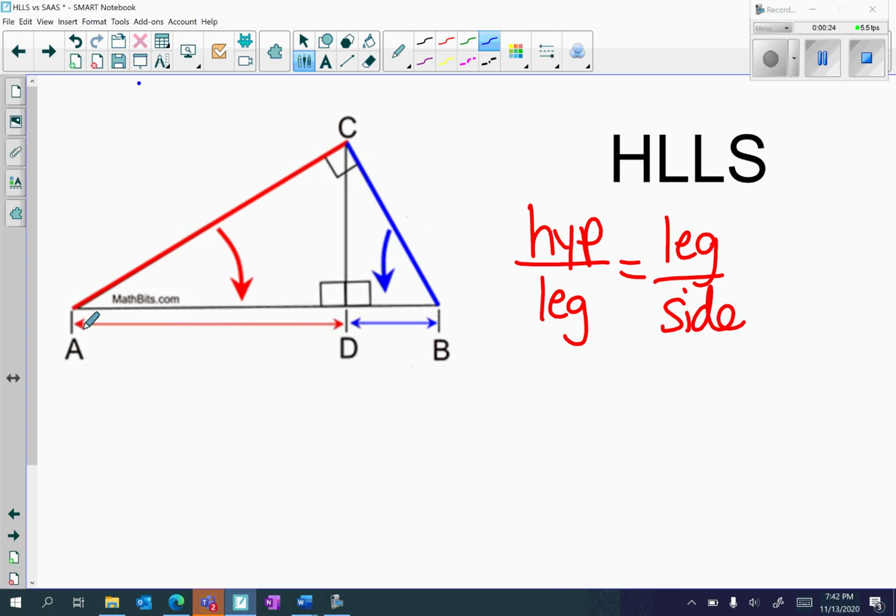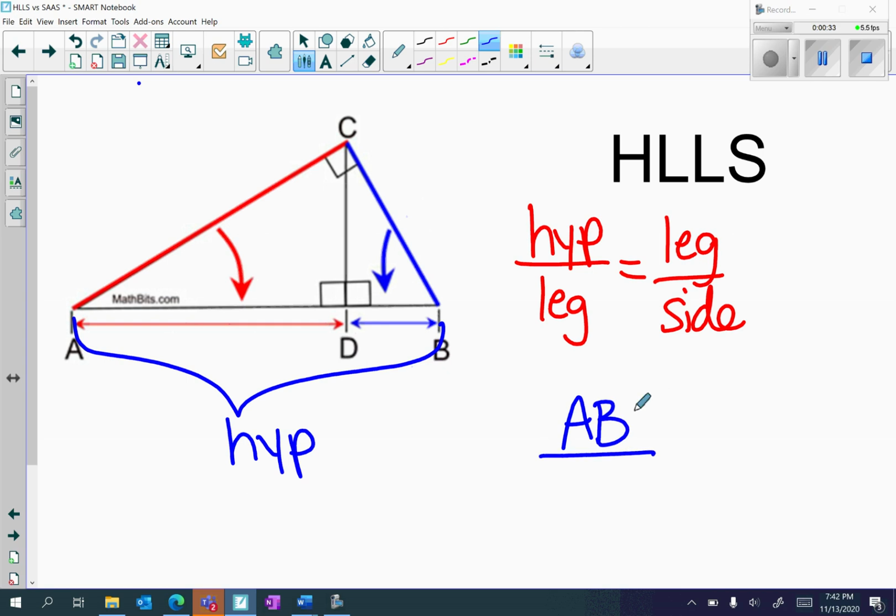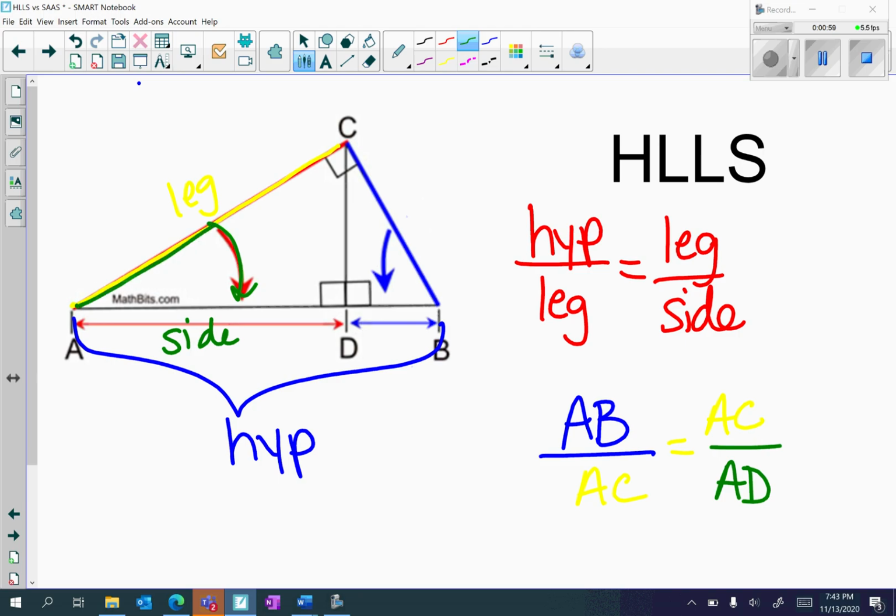For example, in this diagram we have the hypotenuse of AB, so AB over AC is the leg, is equal to the leg again, which is AC, over my side, which has to be AD. Remember, I'm looking at this smaller triangle when figuring out which side corresponds to the leg.